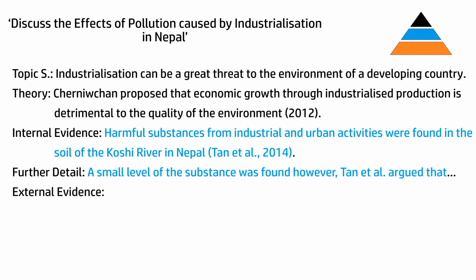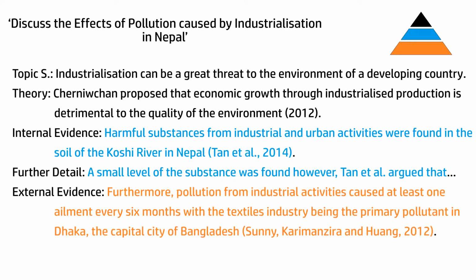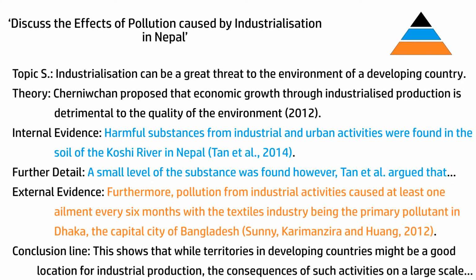External evidence. Furthermore, pollution from industrial activities caused at least one ailment every 6 months, with the textiles industry being the primary pollutant in Dhaka, the capital city of Bangladesh. Concluding line. This shows that while territories in developing countries might be a good location for industrial production, the consequences of such activities on a large scale have the capability of fatally polluting the environment.